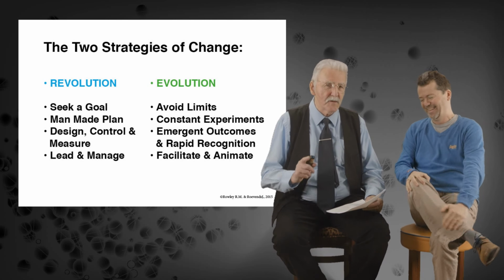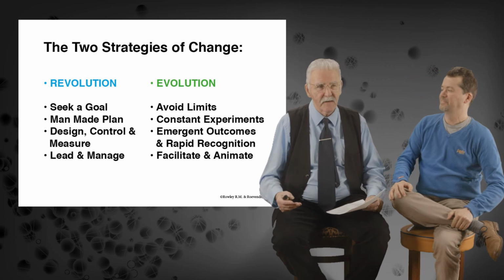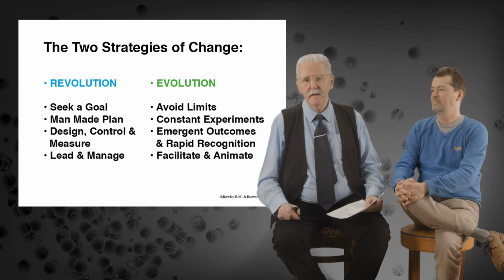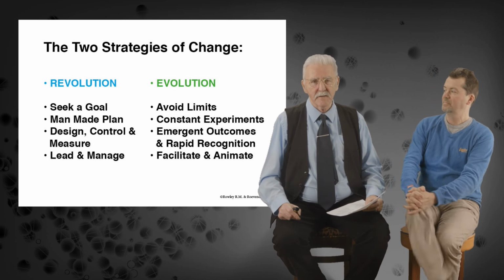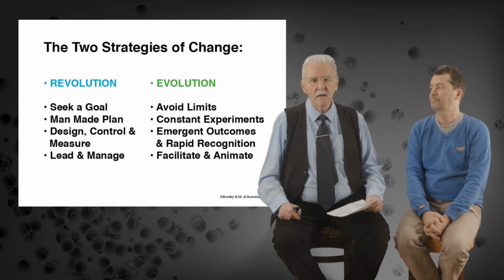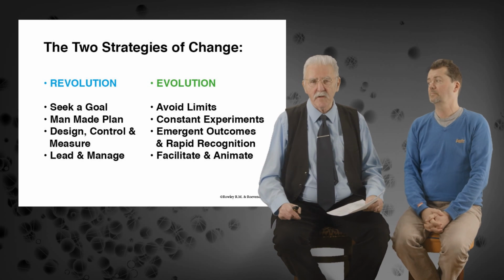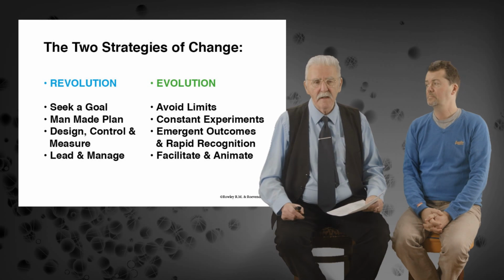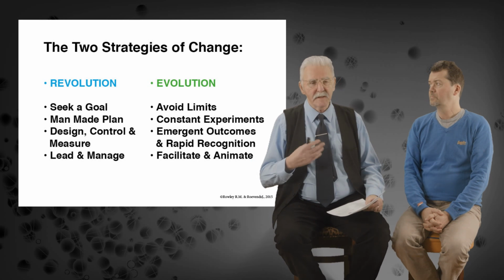So avoiding limits. We'll talk more about that. How does nature then do that? Okay, trees aren't thinking. Okay, but they seem to avoid other trees. They seem to avoid brick walls. How do they do that? Well, they do that by constant experimentation.